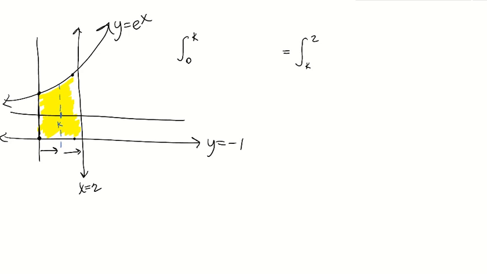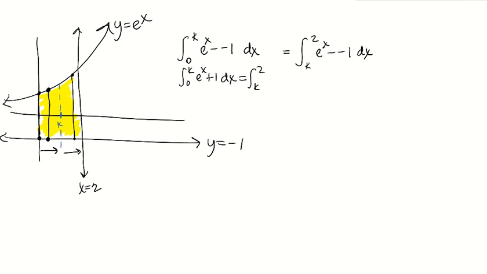Again, we're integrating top minus bottom. Draw yourself a little representative rectangle. Top is e to the x. Bottom is negative 1. And then the integral from k to 2 is going to be, again, top minus bottom, still the same, e to the x minus negative 1. Okay, and then I'm going to rewrite it: the integral from 0 to k of e to the x plus 1 equaling the integral from k to 2 of e to the x plus 1.